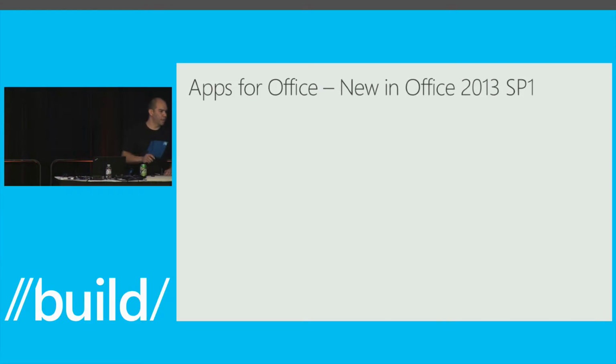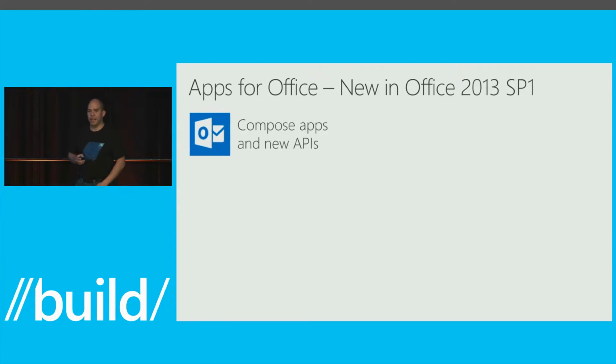So, as I said, Service Pack 1 for Office 2013 is one of the big milestones that we just released a month ago. And we added a lot of new capabilities for developers in Service Pack 1. We added the ability to extend mail and calendar items when you are composing them. This is new. Before, in 2013, we only had the ability to extend the read experience. Now you can extend the composition experience as well.